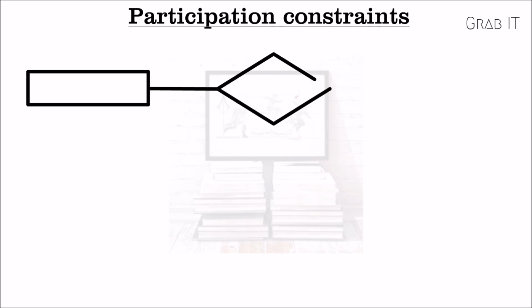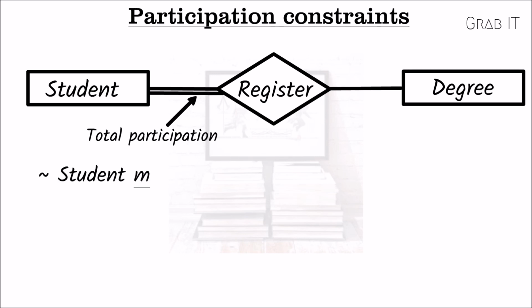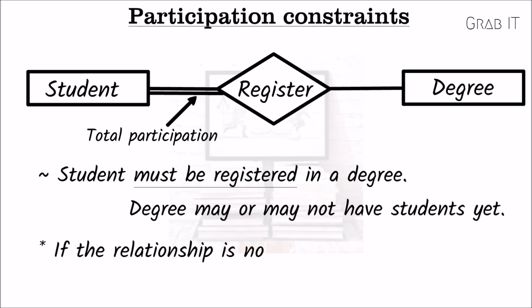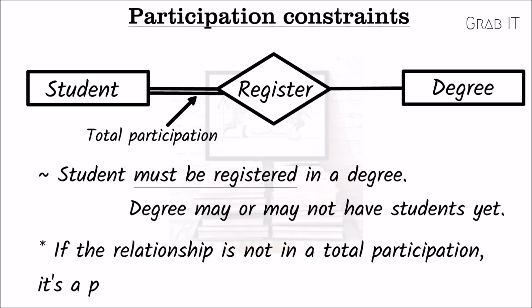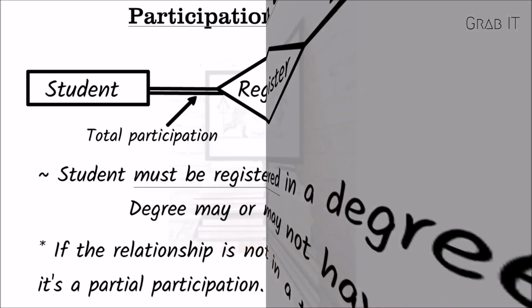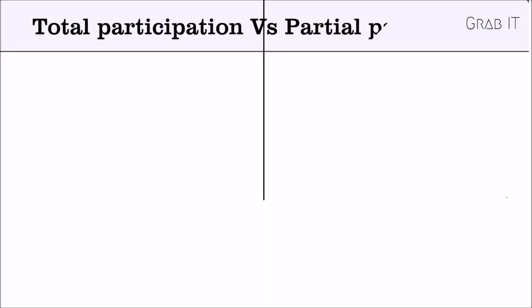Participation constraints. Constraint means quite like a restriction. Here I am cursorily talking about the participation constraint because it is a main constraint which I am looking forward to discussing in the next tutorial. A student must be registered in a degree. A degree may or may not have students yet. If the relationship is not in total participation, it is a partial participation.